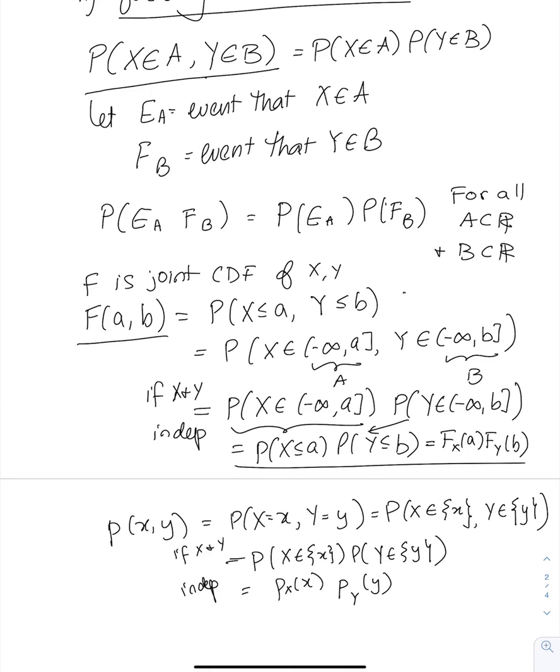Okay, and so you have that the joint probability mass function is the product of the probability mass functions. Okay, and it also goes the other way. If you have the probability mass function equaling the product, then you do have that X and Y are independent.